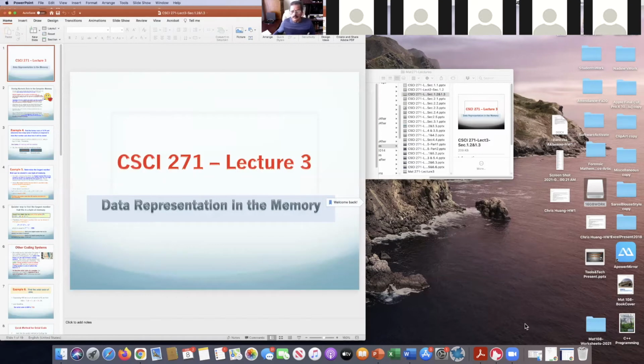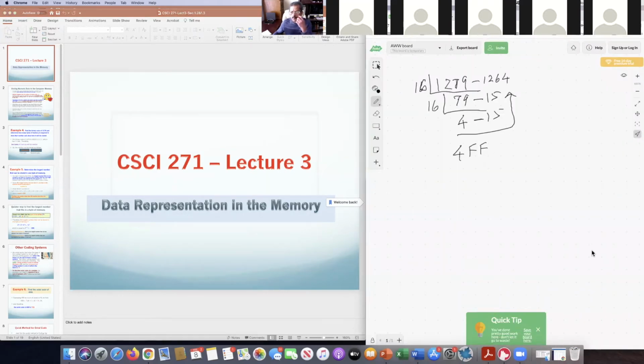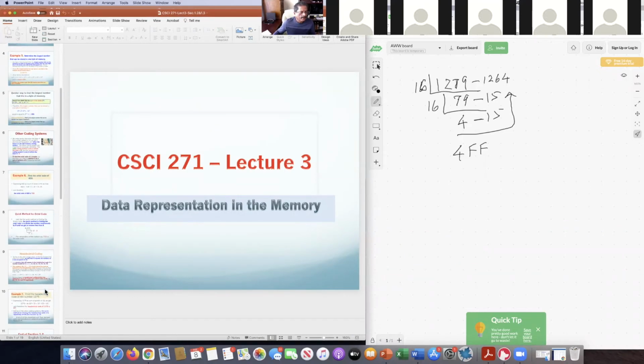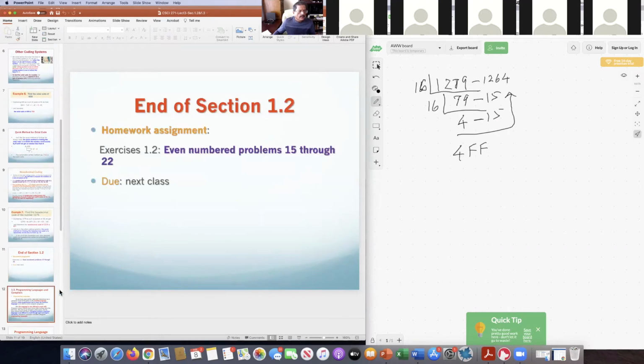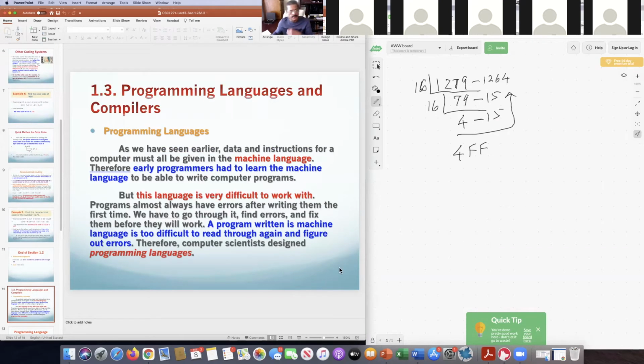Okay, so let's proceed with 1.3. We have section 1.3 to finish. Let's go to that. Programming languages and compilers.